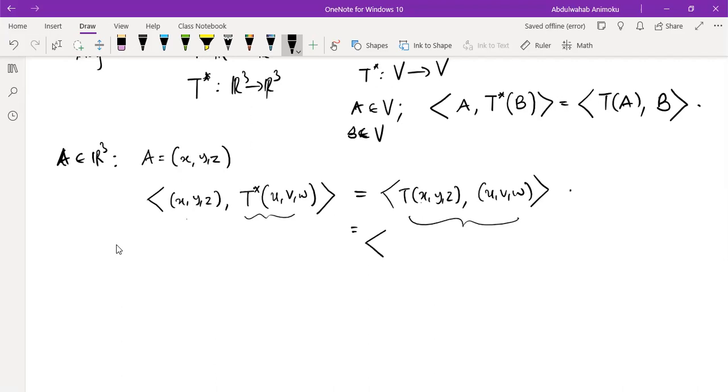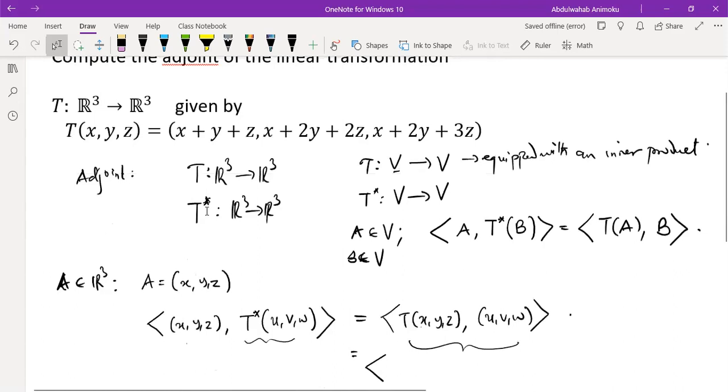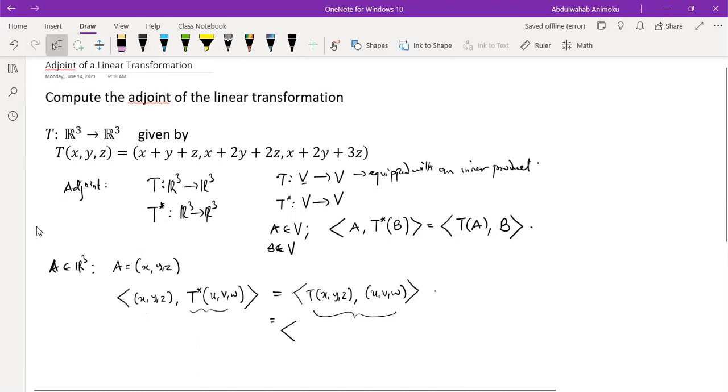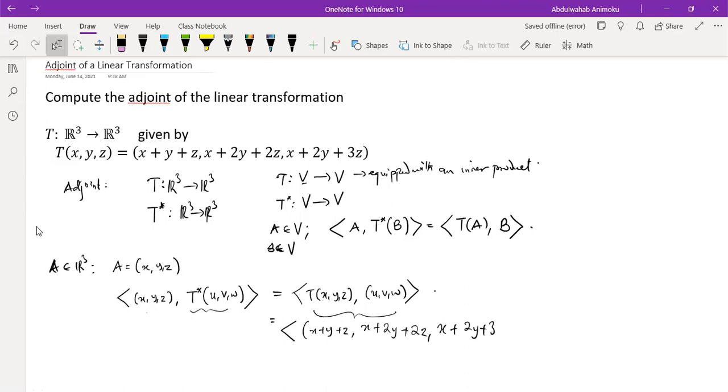We already know what our T of x, y, z is. Let's quickly go back and look at it. T of x, y, z has first component x plus y plus z, second component x plus 2y plus 2z, and the third component x plus 2y plus 3z. This is T of x, y, z. Now what about u, v, w? It's just another vector B from the vector space.